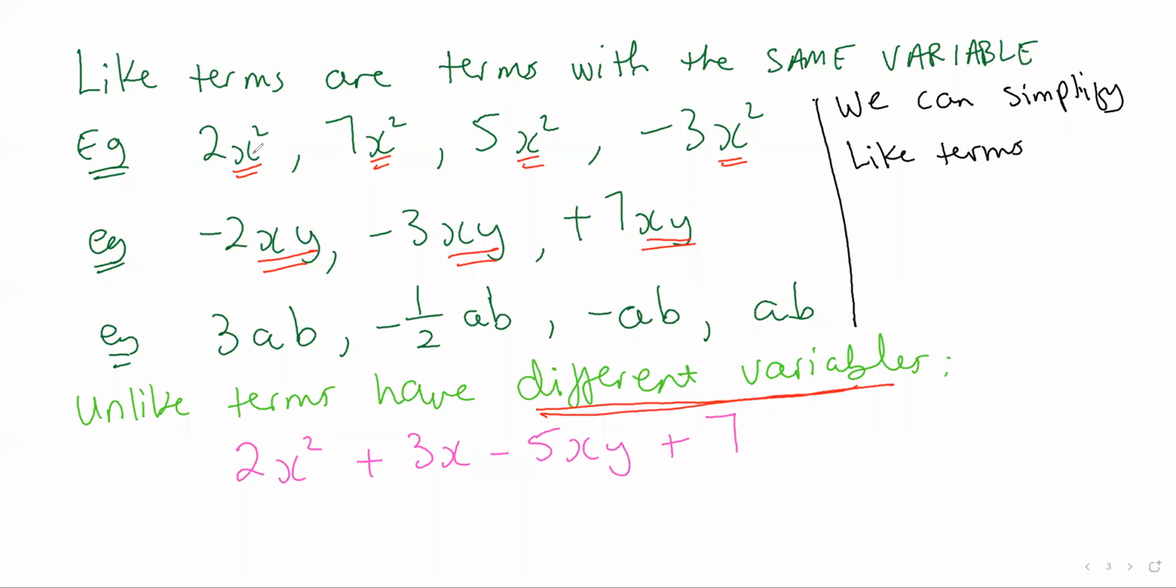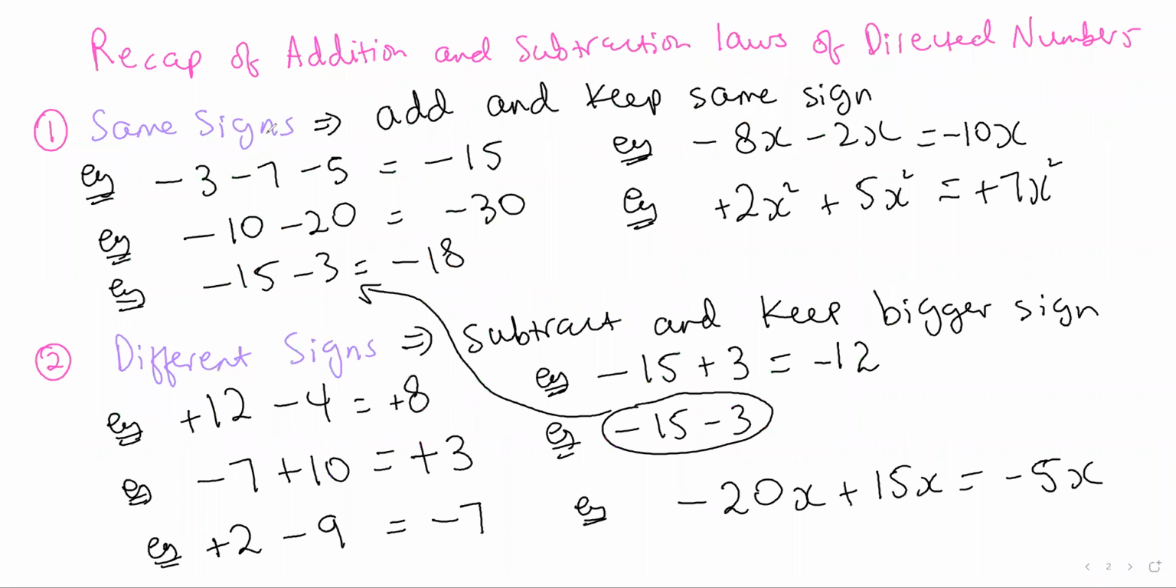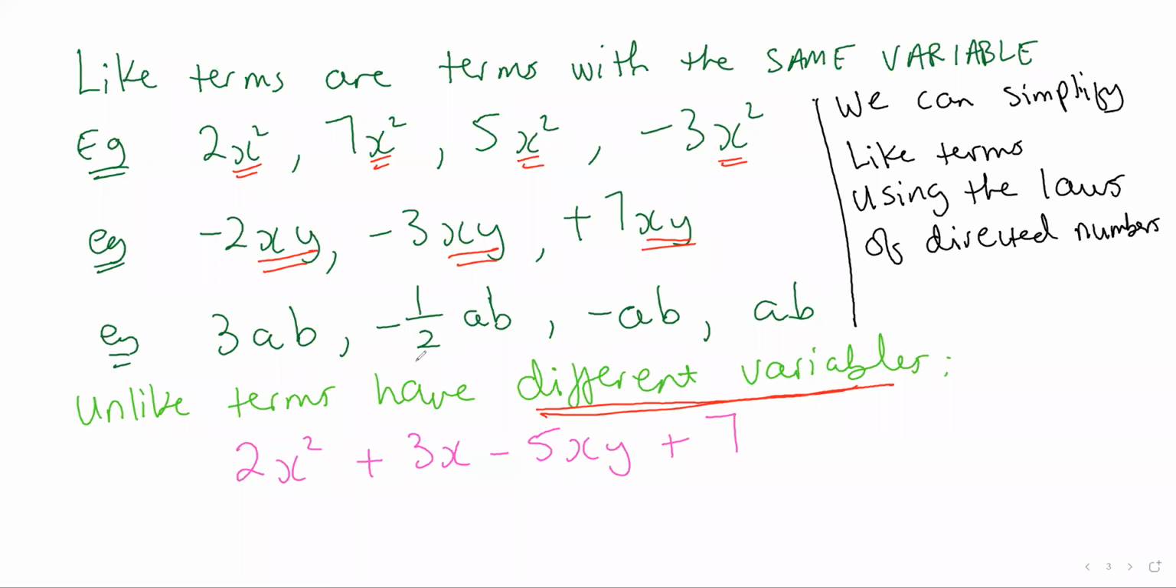Only if terms are like, meaning they carry the same letter, the same variable throughout, we can simplify them using the laws of directed numbers. So you can simplify like terms, students, using the laws of directed numbers. And what are these laws? So far we know: same signs, add and keep the same sign, and different signs, subtract and keep the sign of the bigger number. Nice.